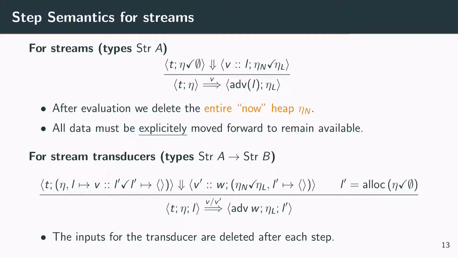So since we are deleting the now heap after each step, also these inputs, so this v here that we store here, will eventually, after each time step, be deleted. Right? So they will not be retained in memory indefinitely.